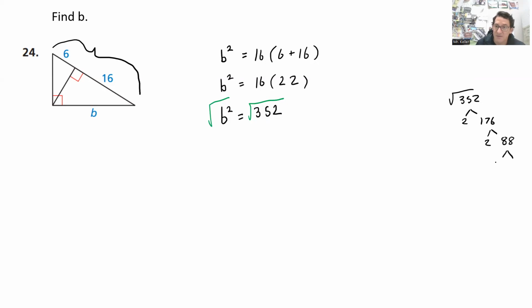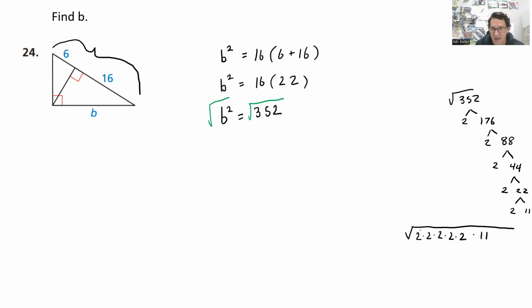88 is even, so I can divide by 2 again, so that's 2 times 44. 44 is even, divide by 2, so that's 2 times 22. And then 22 is 2 times 11. So if I put all these buddies back in, there's 1, 2, 3, 4, 5 twos at the bottom of the tree, and an 11. Now I look for pairs.